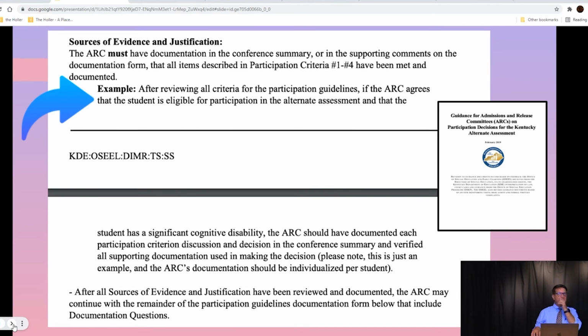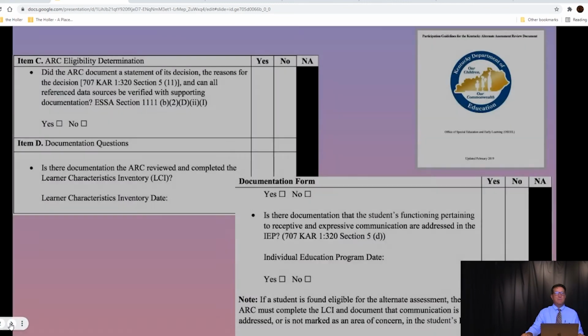and then you have to make an overall statement that the ARC agrees that the student's eligible and that they have a significant cognitive disability, and you've documented that in all the decisions and verified all the supporting details and all the supporting evidence in the ARC documentation. And it should be individualized per student. And that we've looked at all sources of evidence and justification, and we've also documented that.